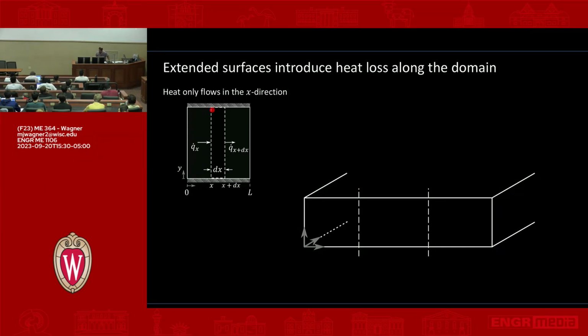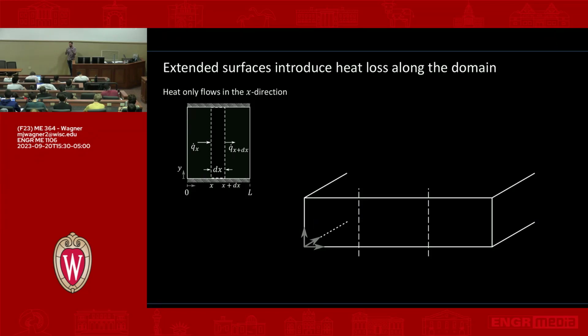And then we notice that these surfaces at the top and bottom are adiabatic. So there is actually no heat loss as we're going through the domain. An extended surface is basically the same starting point, but we're now allowing heat to flow out. Think of examples like a fin on a computer heat sink or something.